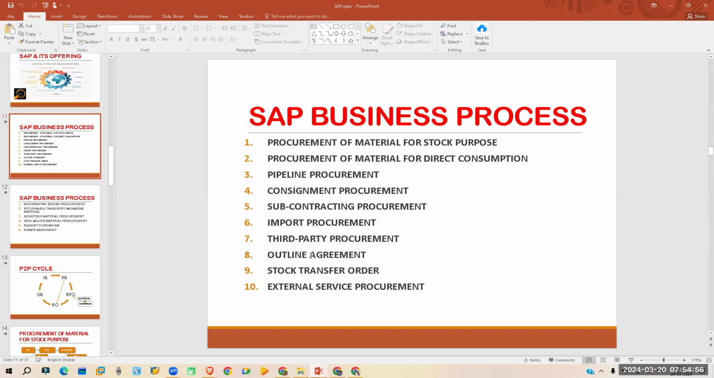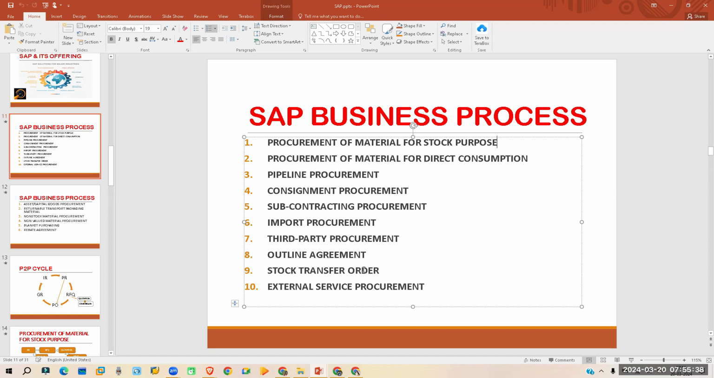They will be having this pipeline procurement. Other than that, most probably the stock purpose, first one; second one, consignment procurement, subcontracting procurement, third party, outline agreement, stock transfer order. These are the major processes, or the common processes which you will be working on in any of the companies or any of the clients. They will be having these kind of processes. Some companies will have some process, or some company will have some other process also, but these are the common ones.